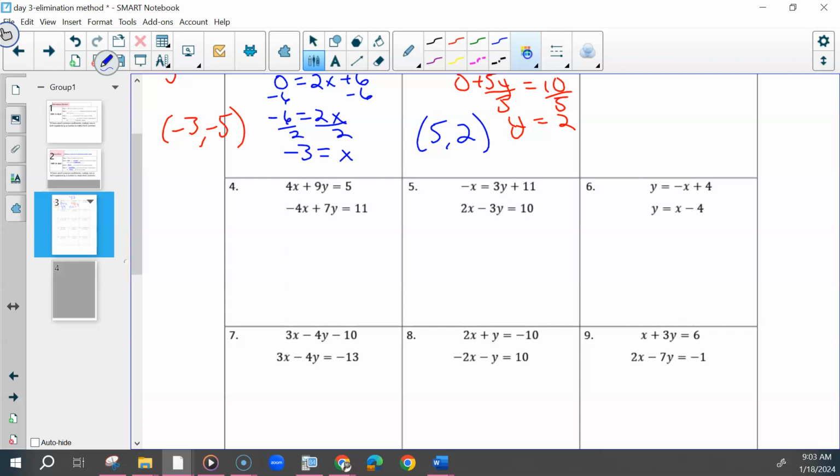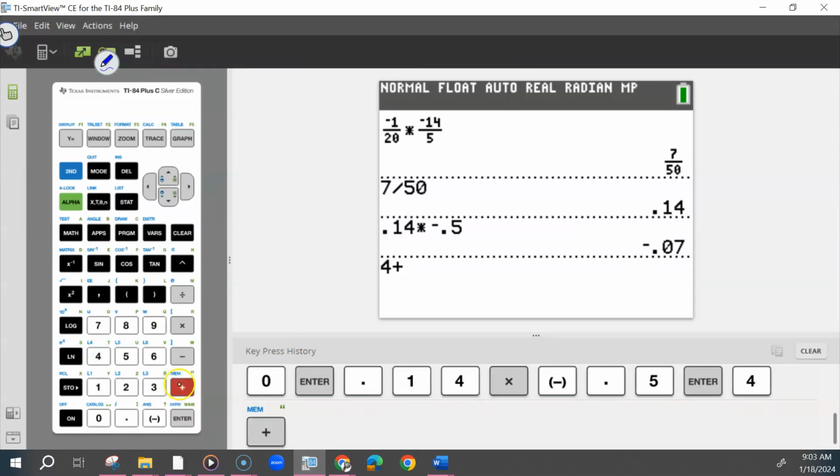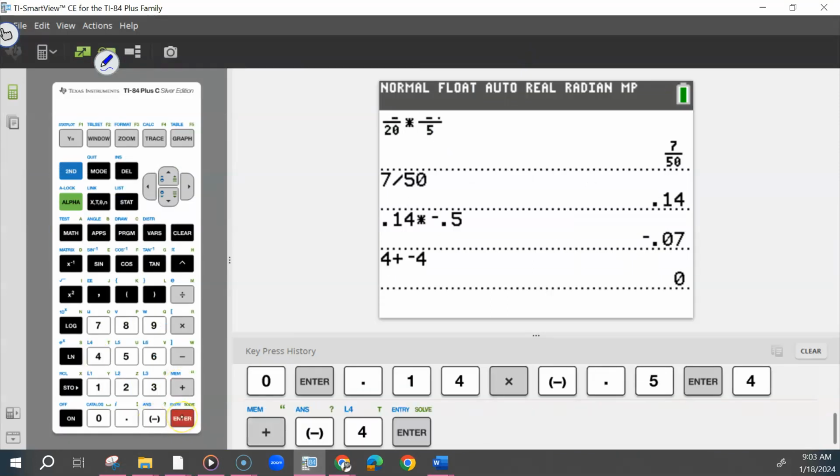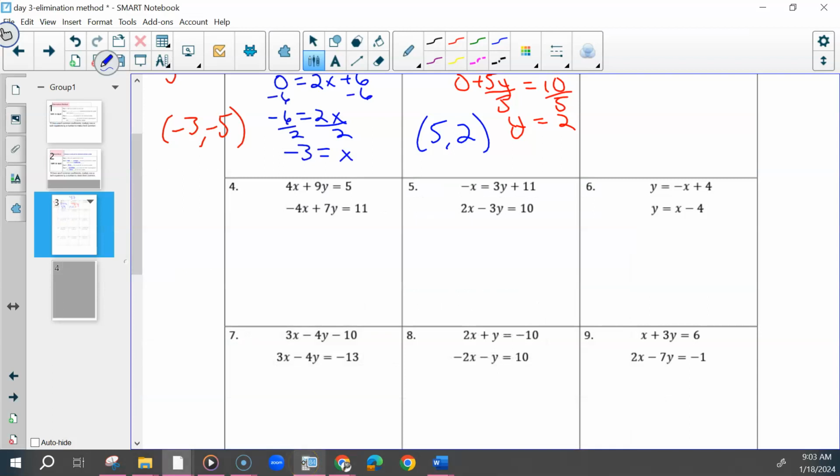What do you think? Add. And if you're not sure, you can double check it in the calculator. If I did 4 plus a negative 4, it would eliminate. But if I did 4 minus a negative 4, it would not. So if you're not sure, use your calculator, double check yourself. So I'm going to add.